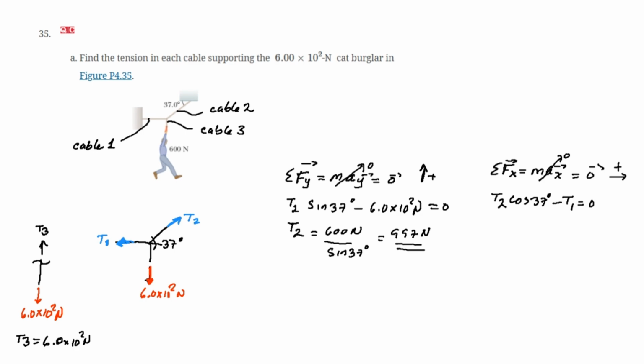So I will say that tension 1 is basically equal to tension 2 cosine of 37 degrees. So tension 1 is equal to the tension 2 we found, which is 997 newtons, times cosine of 37 degrees. So tension 1 is equal to, when you find this product, you get 796 newtons. So I found the three tensions in the three different cables.